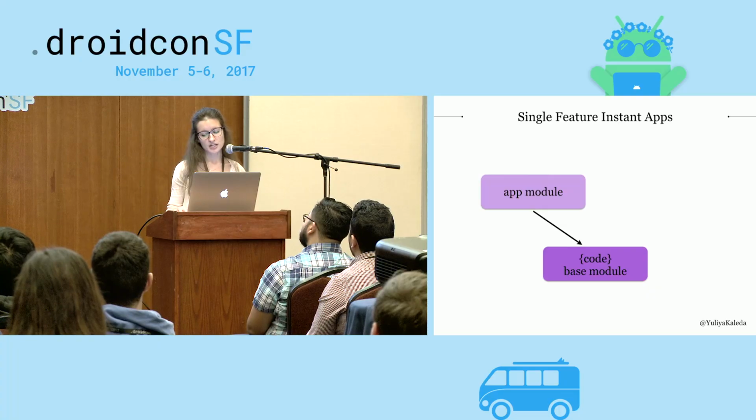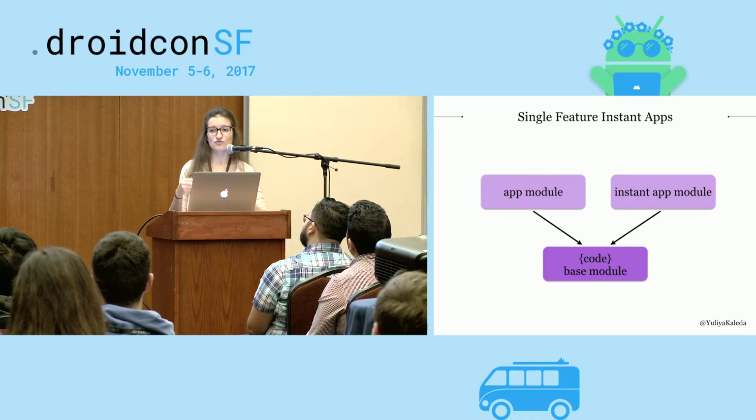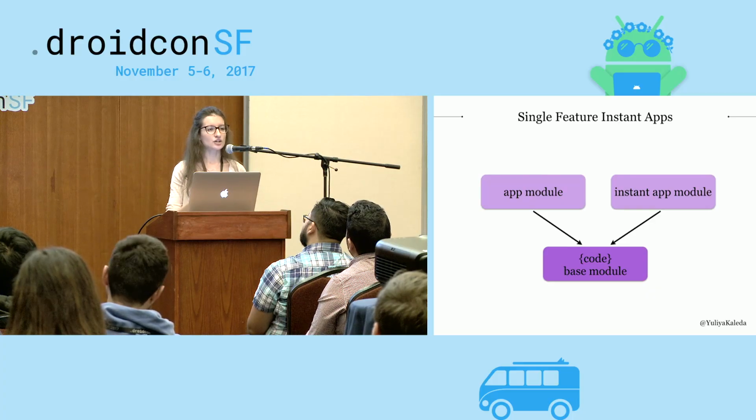Then the next step to take is to add a new module, which is the instant app module. Again, it will be empty. It won't have any resources or source files. And it will also depend on the base module. And that's pretty much it. So as you can see, Instant App is not about adding extra code to your application, right? It's more about shifting files around, adding extra modules, and modularizing the whole application.